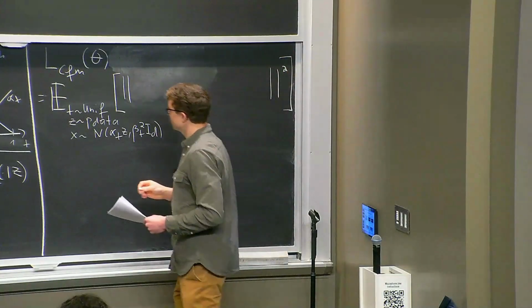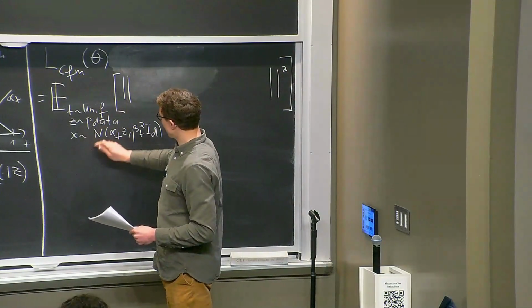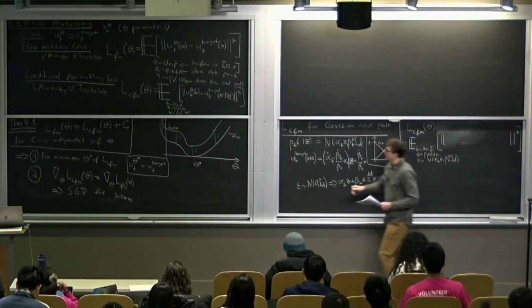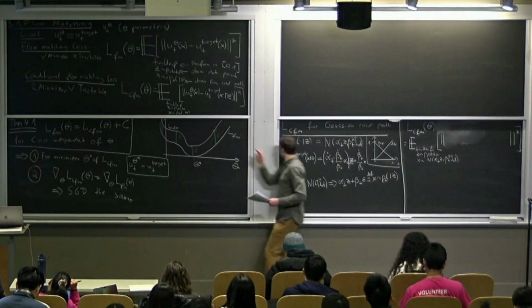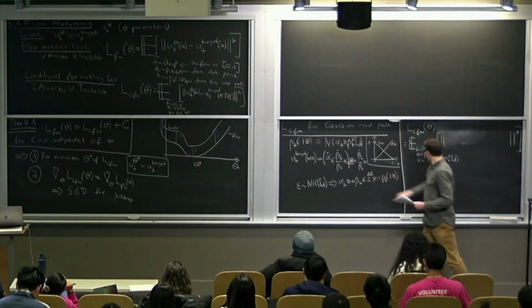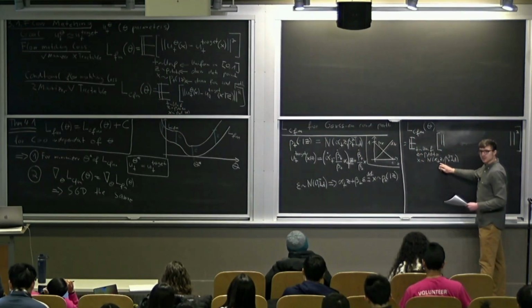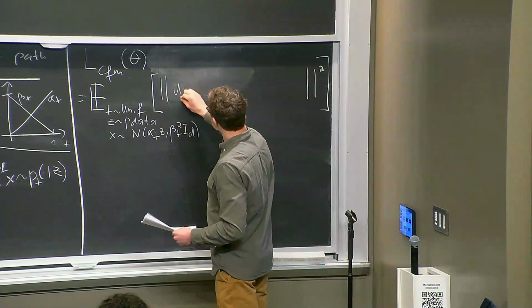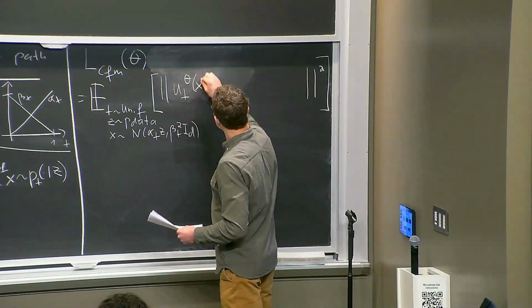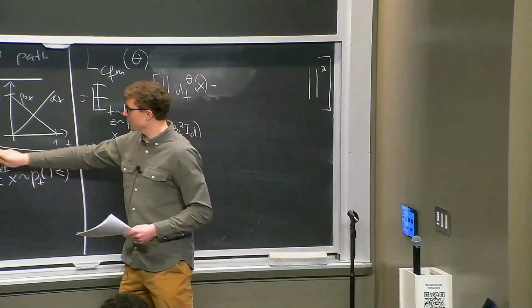So far it's a conditional flow matching loss. I've done nothing here except plugging in the conditional probability path, which is given by this object. So I'm sampling now from this Gaussian instead. And now I'm plugging in this equation.